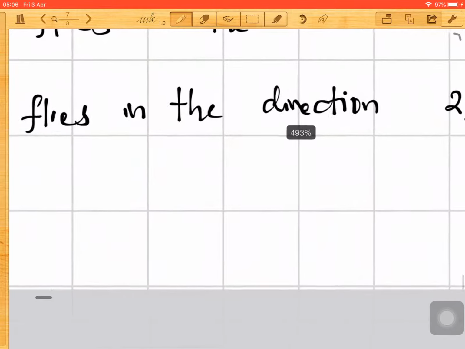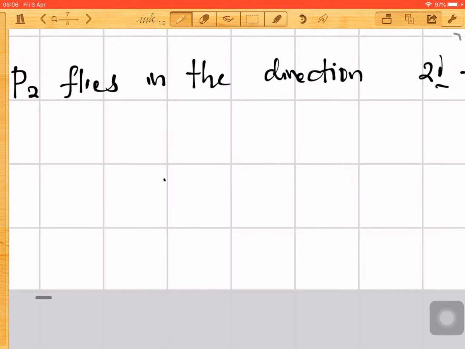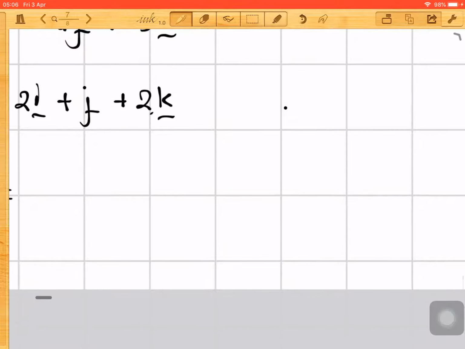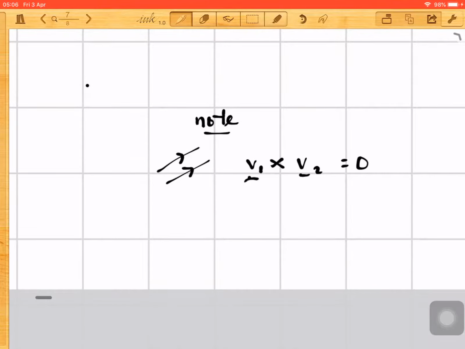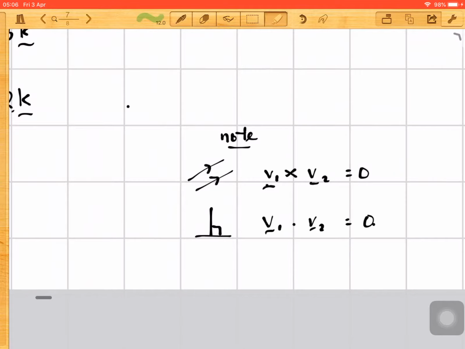But if you insist on showing it, you can check V1 cross V2. You do a cross product to check whether they are parallel or not. Let me make some notes for you. If they are parallel, the cross product V1 cross V2 will be 0. If they are perpendicular, V1 dot V2 will be 0. Alright, this is a small note that will help you.